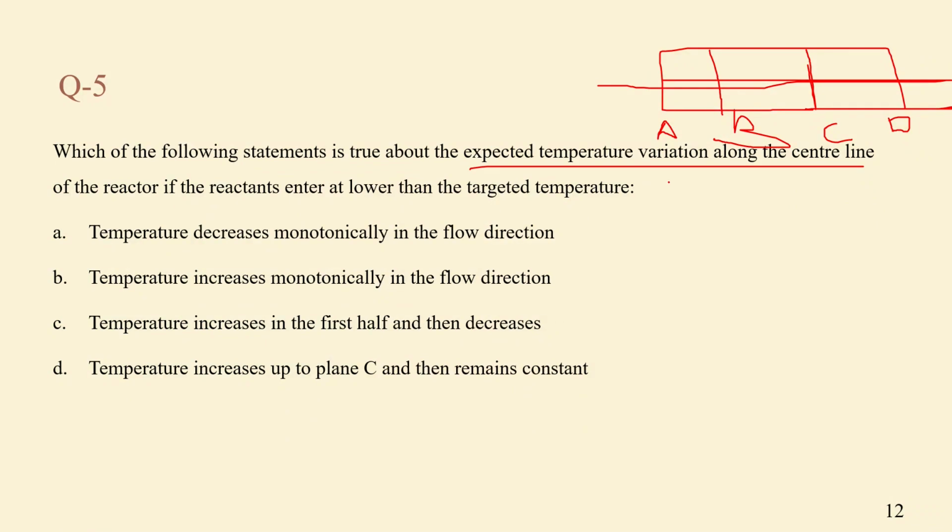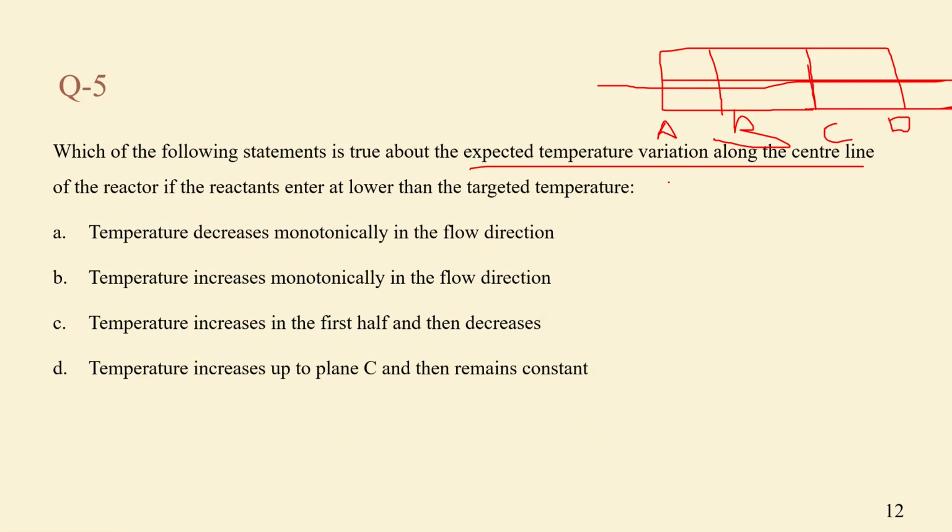Reactants are entering at a lower temperature than the targeted temperature. It is mentioned that it is an exothermic reaction, so heat would be given out during the reaction. So what happens is that the reaction takes place only between B and C, because only between B and C is catalyst present. Therefore, the conversion from carbon monoxide to carbon dioxide happens in that zone between B and C. After that, the reaction will not be taking place. While the reaction is happening, the temperature would be increasing.